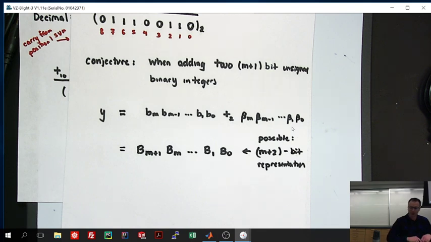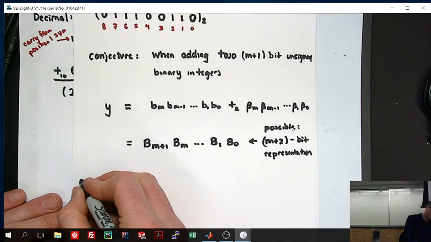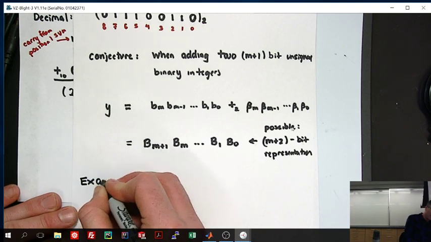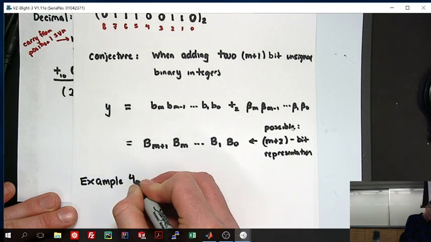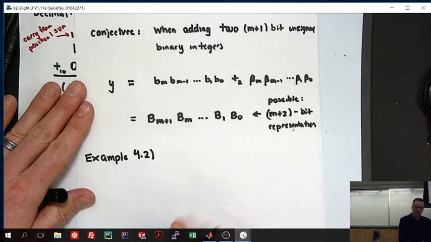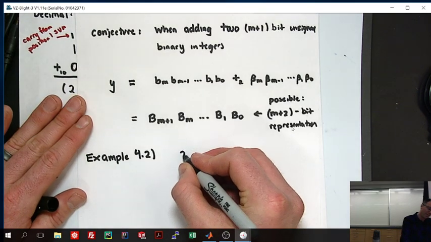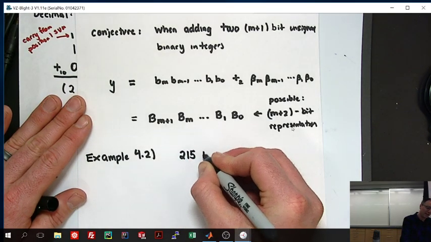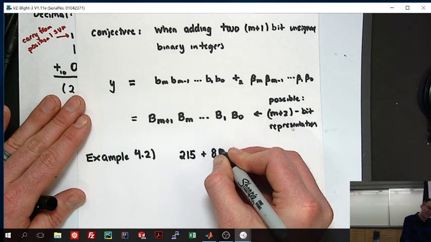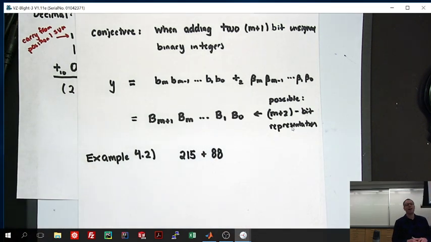So let's take a look at this one, and I'm going to have you do this one for yourselves. I'd like you to add 215 plus 88. The first question that I have is, given the size of the summands, what might be the smallest representation? Before you know about addition, if you just looked at each summand individually, what data class might you choose to use?